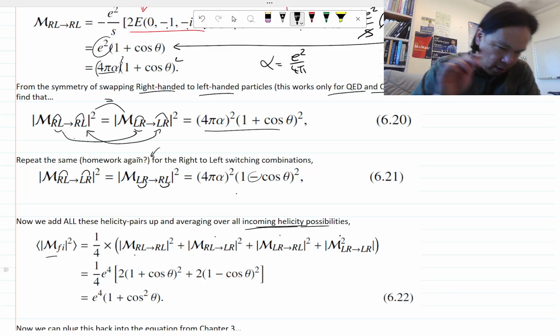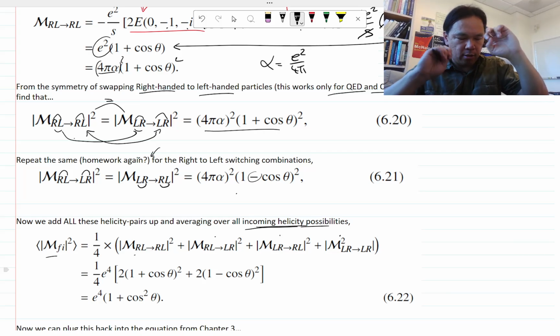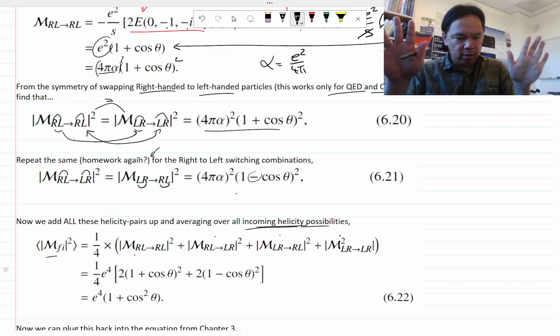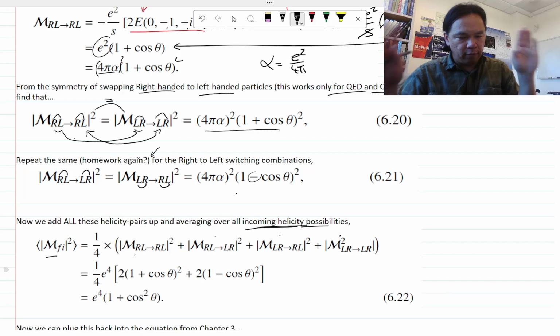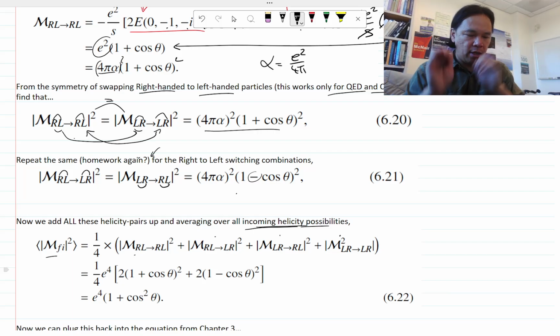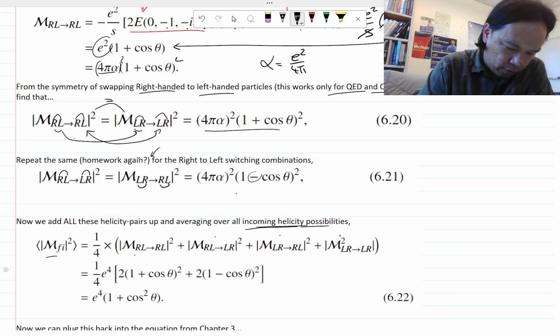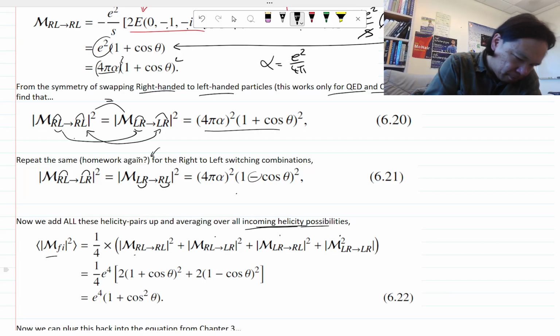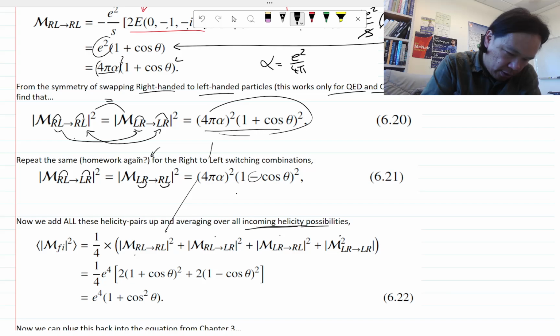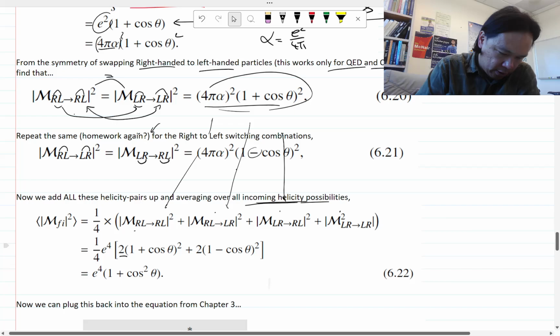Remember that it used to be 16 of these, because we have 4 possible incoming and 4 outgoing, but we found that 2 out of the 4 is 0, so we just have 2 by 2, which will give you 4 of these. All right, so plugging these numbers over here, doing a little algebra, I'll let you do that.